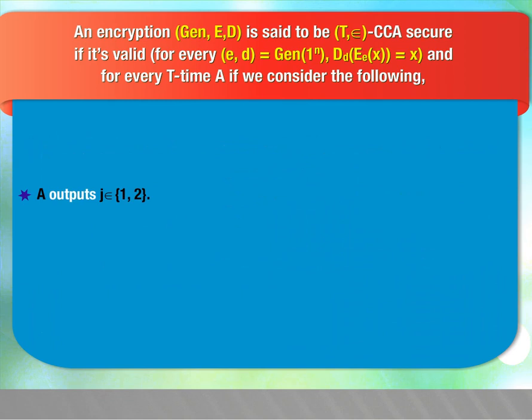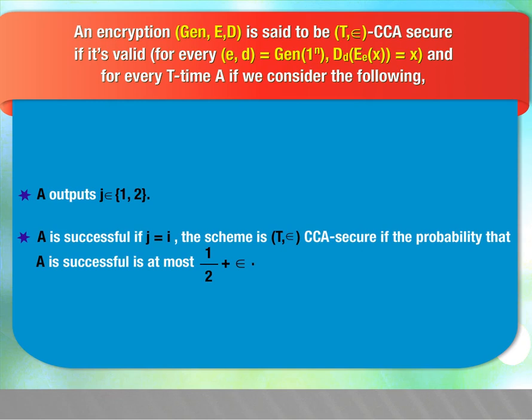A outputs j belonging to the set {1, 2}. A is successful if j is equal to i. The scheme is (T, epsilon) CCA secure if the probability that A is successful is at most 1/2 plus epsilon.